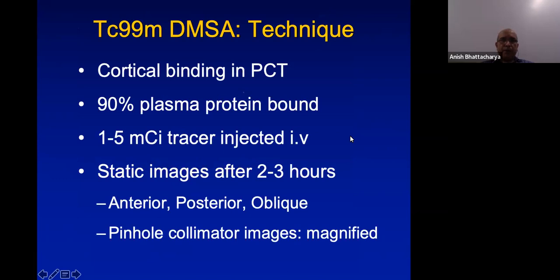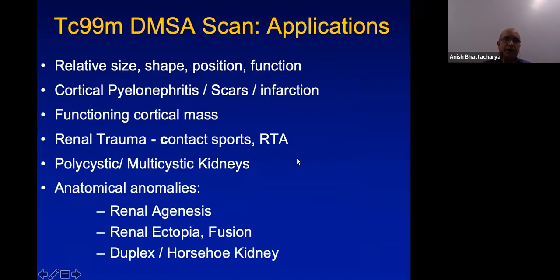So renal cortical imaging, finally. DMSA is the tracer used, technetium-99m DMSA. As I said earlier, this is cortical binding, and you inject 1 to 5 millicuries. You take static images after about 3 hours, anterior, posterior, and oblique images. And if you have a pinhole collimator, I'll just show you how it helps. You get magnified images.